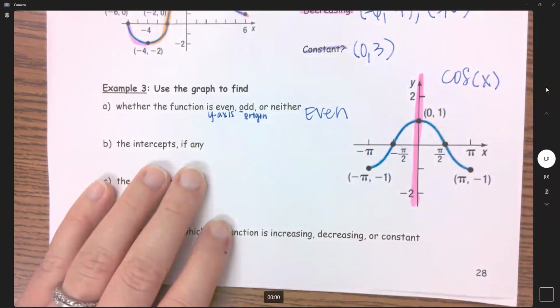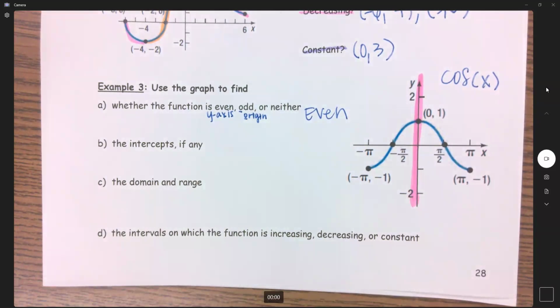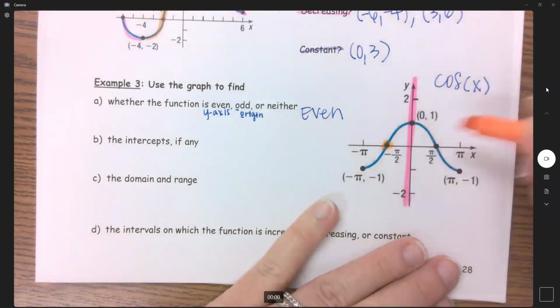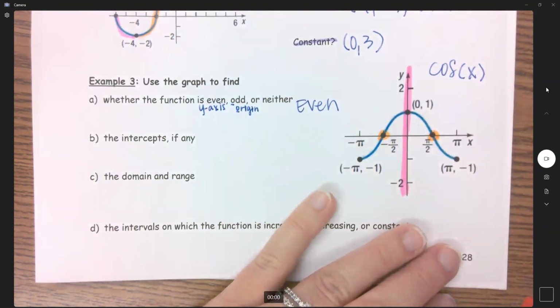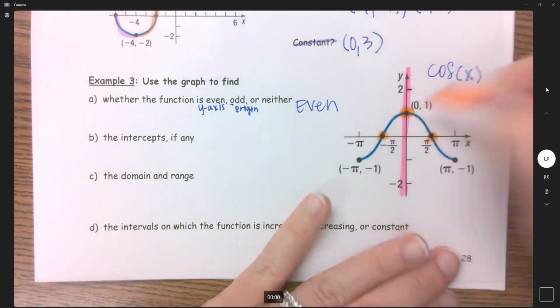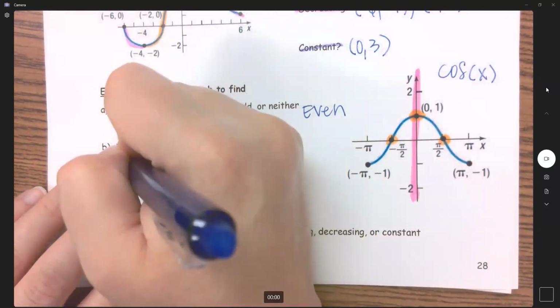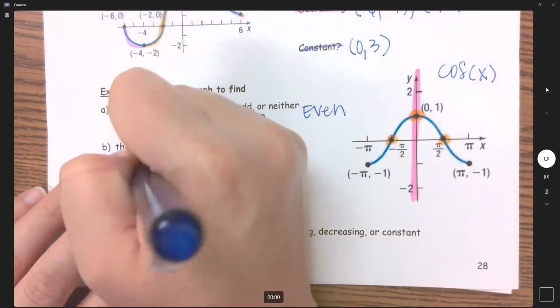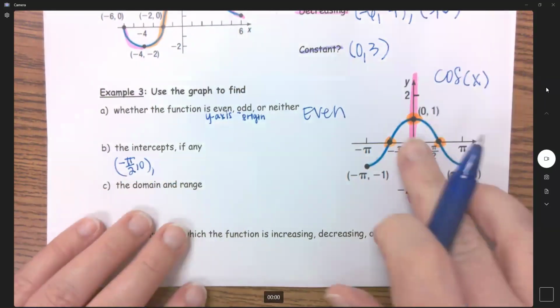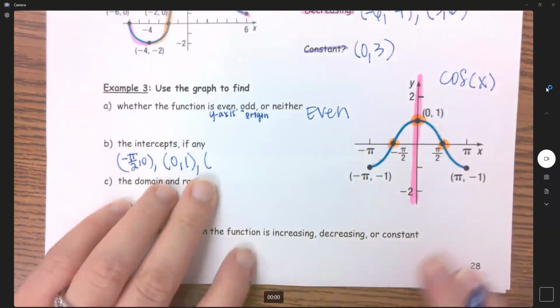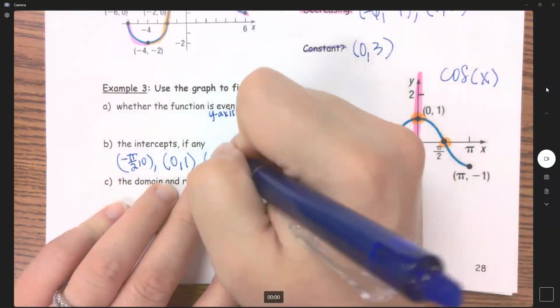Okay, intercepts, if any. So we went over this last lesson. Intercepts is where it is crossing the x and y axis. So where is it crossing this x-axis at here? It's crossing here and here. And where is it crossing our y-axis? Right here. So we have negative pi over 2, comma 0. We have 0, 1. And we have pi over 2, 0.